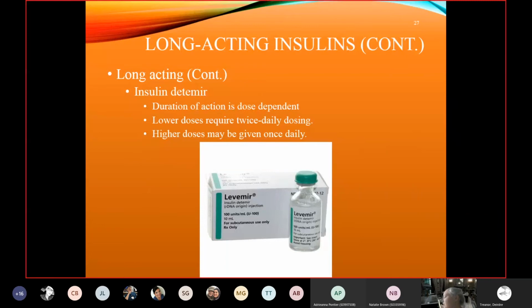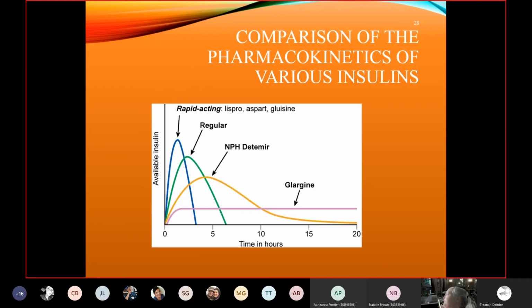And then you have your Detemir, which is also called Levemir. It could be classified as an intermediate since it's given twice a day, but it is considered a long acting. So Glargine, which is the Lantus, and Detemir are not interchangeable. This is not interchangeable with glargine insulin. Here is a little comparison of the pharmacokinetics of the various insulins. You see the different peaks and then the durations.